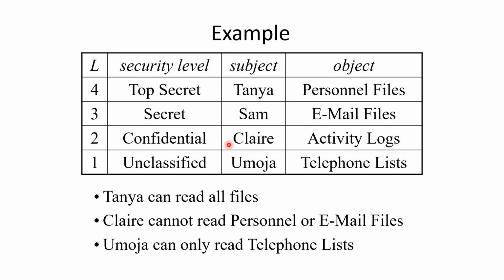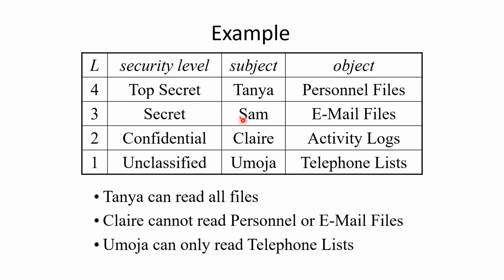Claire here is at the confidential level. Claire can read the activity logs. She can read the phone list, but Claire cannot read the email files or the personnel files. Those are at the higher levels. She cannot read high. Umoja, he's down here at the unclassified. He can look at the telephone list, but he can't read anything else.